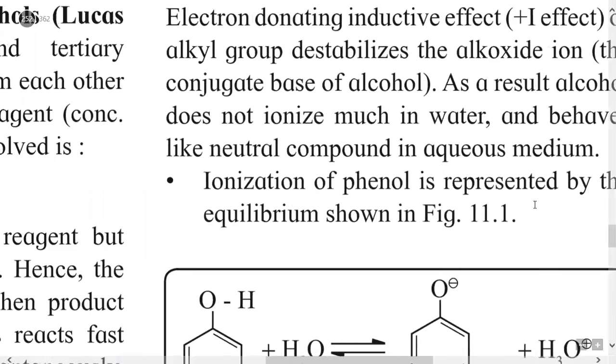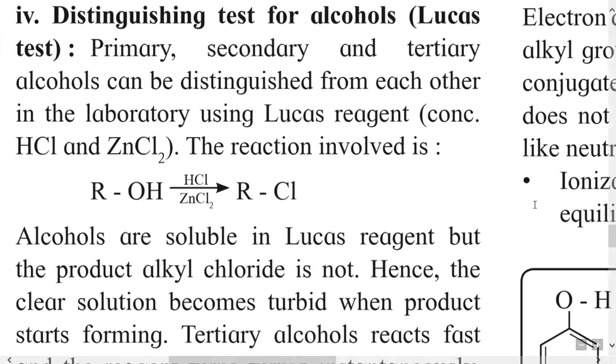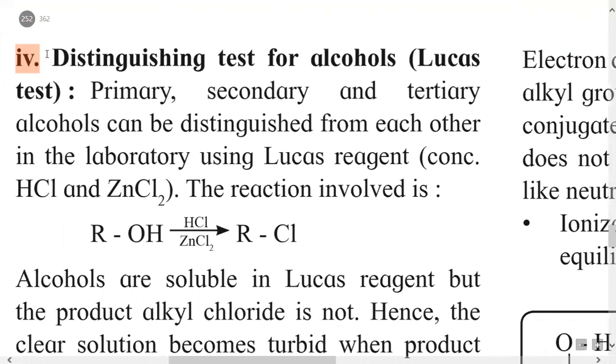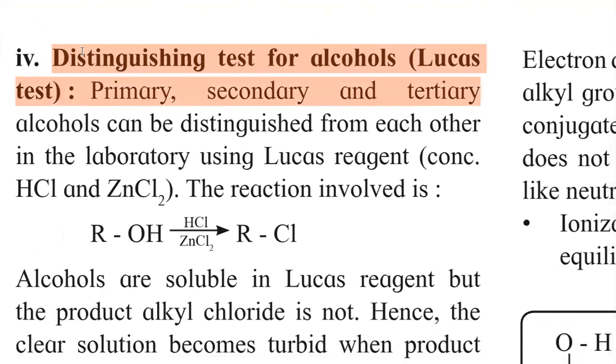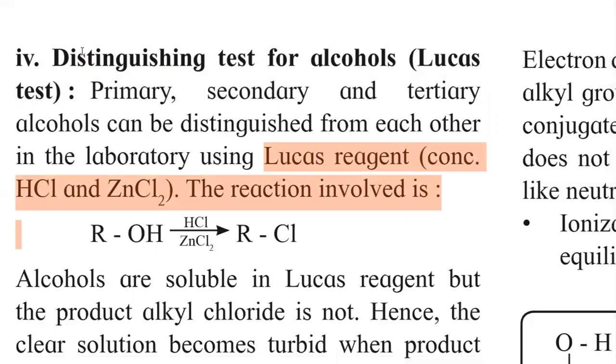Next property of alcohol and phenol. Under this, it is given as a fourth test. It is a distinguishing test for alcohols. Alcohols, that is primary, secondary and tertiary alcohols, can be distinguished by using the Lucas test. Here the Lucas reagent is used. Lucas reagent is a mixture of concentrated HCl and zinc chloride.